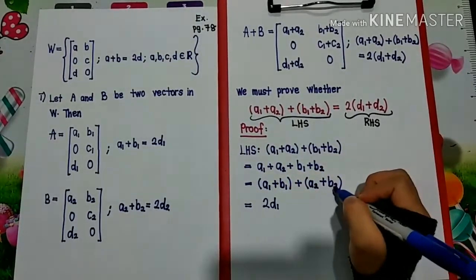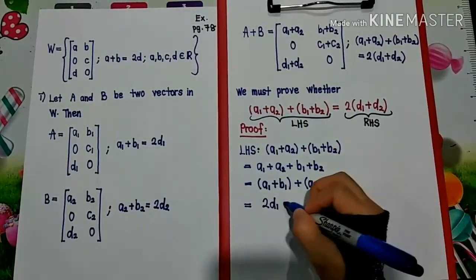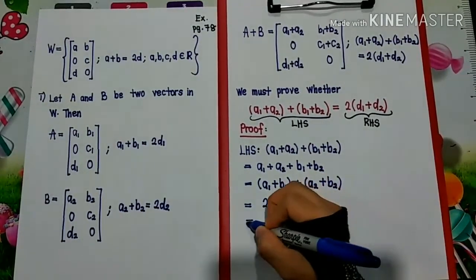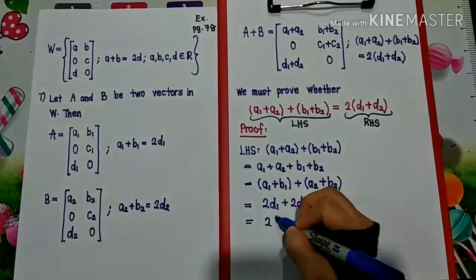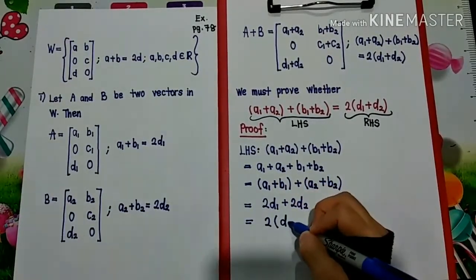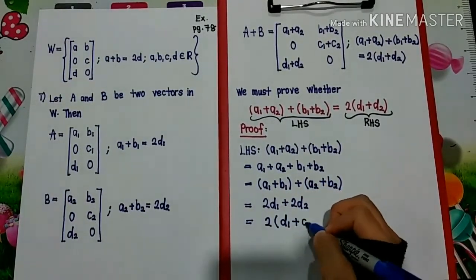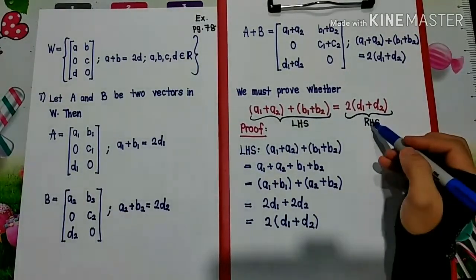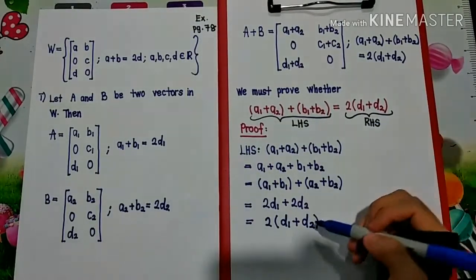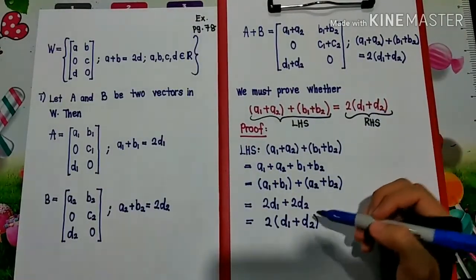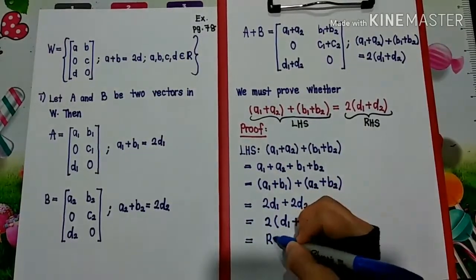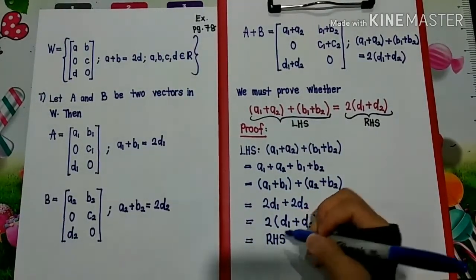And A2 plus B2 equal to 2D2. Next, I will factorize 2 outside. So I will have 2 multiplied with D1 plus D2. Okay, so next, you check with the right hand side. You get the same answer? Yes, if you get the same answer, it means that this one equals the right hand side.